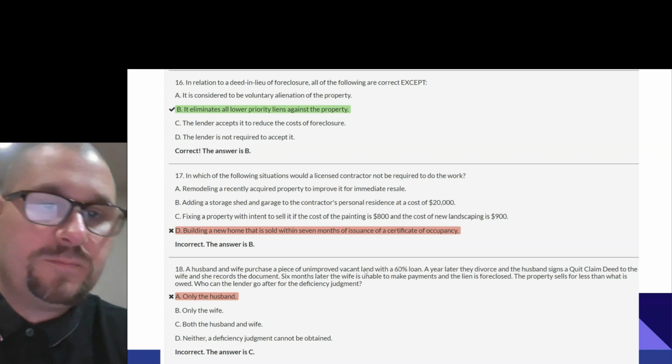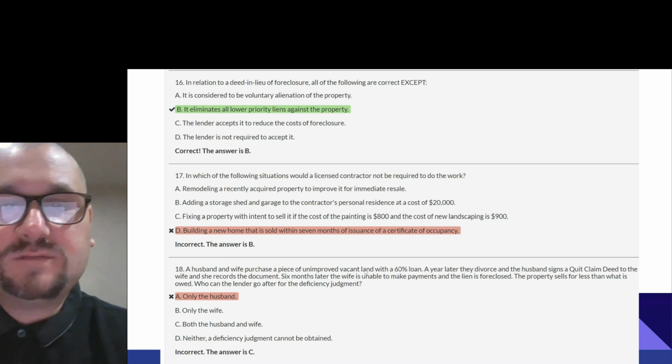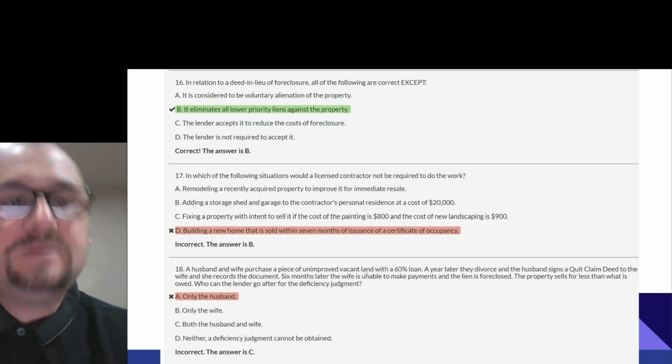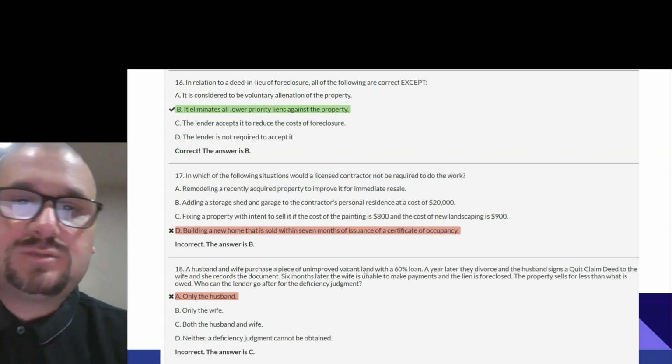Building a new home that is sold within 7 months of issuance of a certificate of occupancy. The licensed contractor is required to do the work.